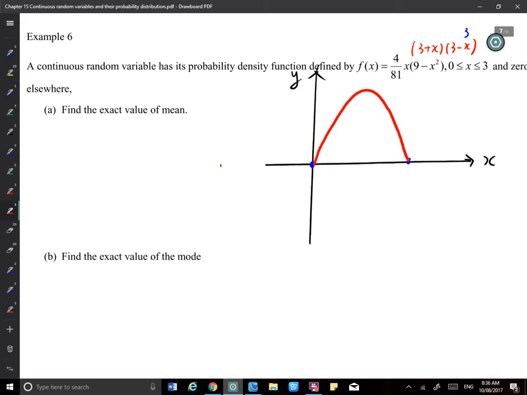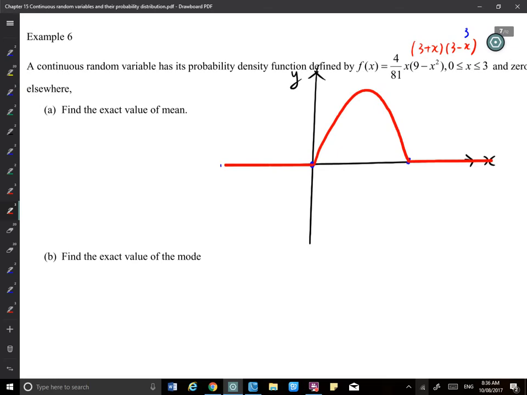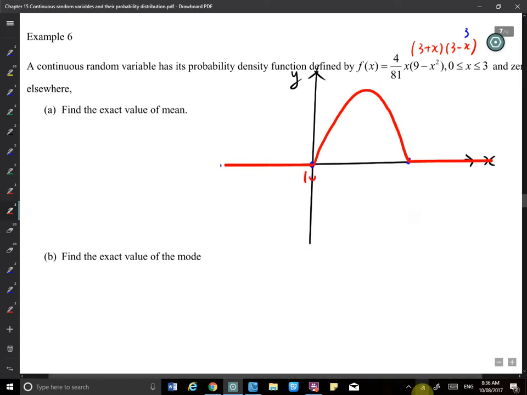But be aware that the turning point is not at 1.5. It's not symmetrical. Because this is a cubic graph, the turning point will not exist in the middle of the two x-intercepts. So I don't know what it is yet. We also need to sketch 0 here, 0 here, because 0 to 3 is the red one, and elsewhere is all zeros. We must sketch for that. We have (0, 0) here, and we have (3, 0) here.